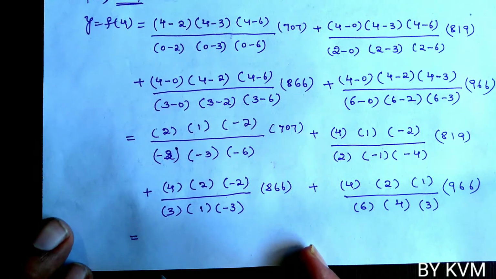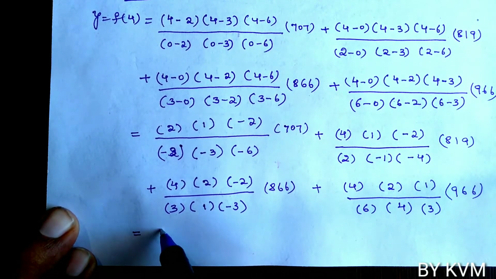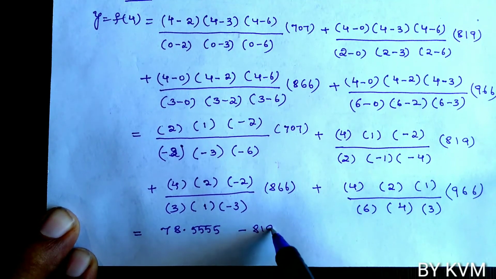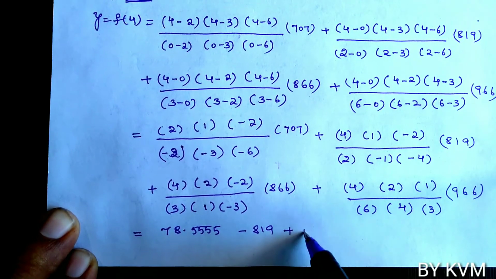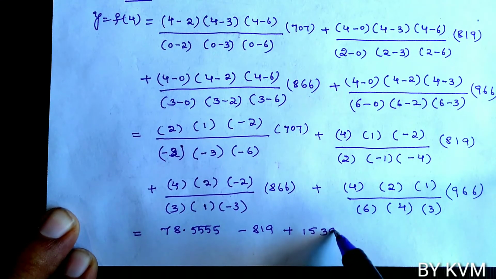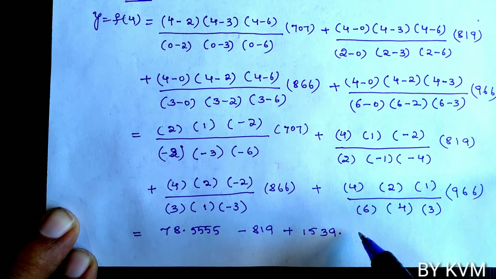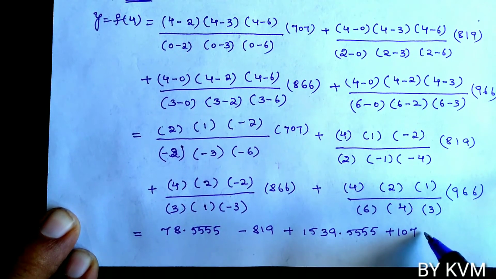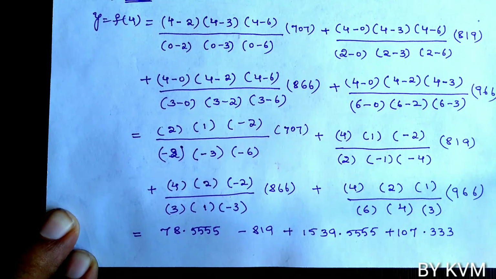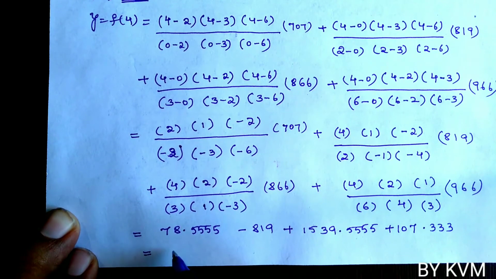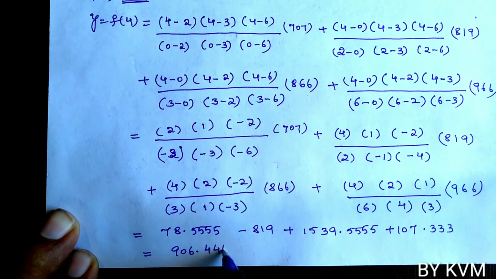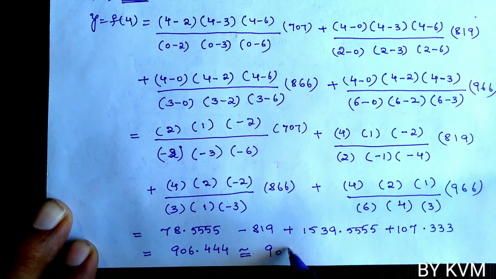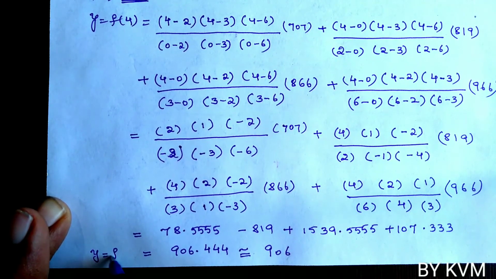So this is equal to, simplifying further, from the first term we get 78.5555, minus 819 second term, third term 1539.5555, plus fourth term 107.333. So now adding all the values we get 906.444. So this is approximately equal to 906. So this is the value of y equals f of 4.